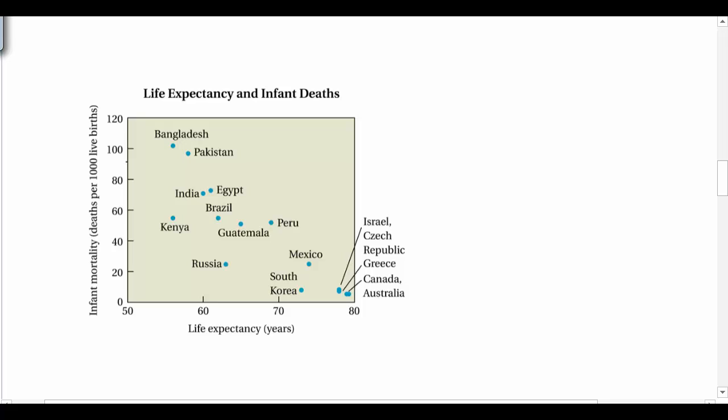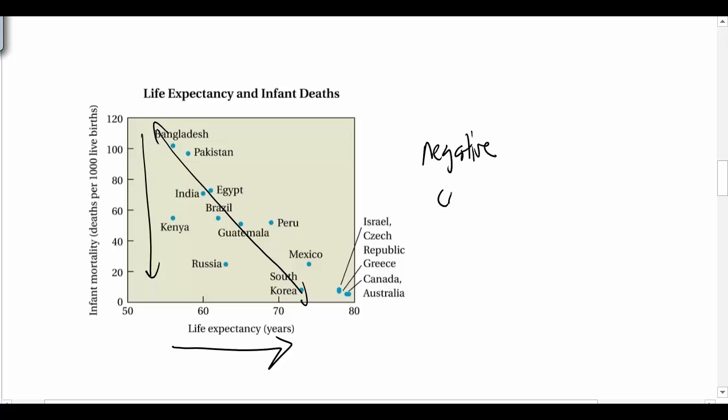Okay. Now, one thing to notice is that as X gets bigger, the Y's are decreasing. They're getting smaller on us. So if you draw a line in between, you'd have a negative slope. Okay. So this is what we would call a negative correlation.